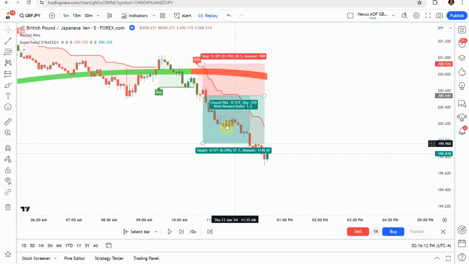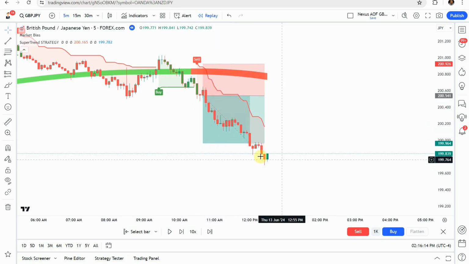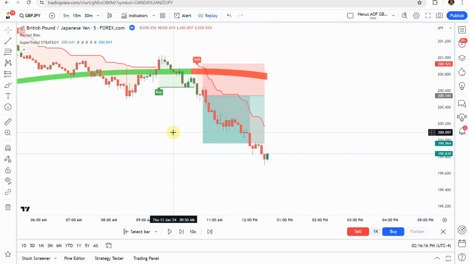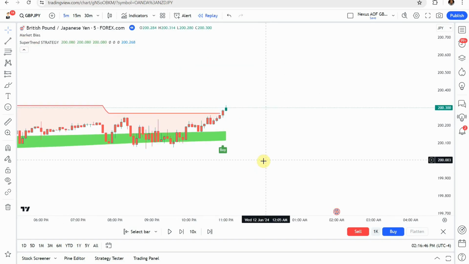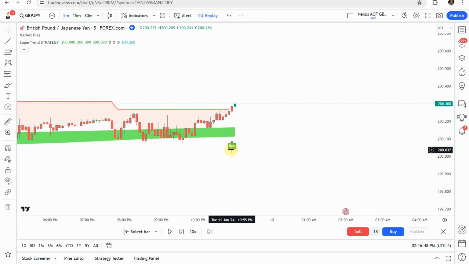And you can see that we make a really nice climb to the downside there, getting us to our take profit. And for a long trade, what we are looking for is going to be the buy tag, like this here, from the super trend strategy. And at the same time we get that buy tag, we want the market bias to be green, and we want price action to be trading above that market bias line, like this here.